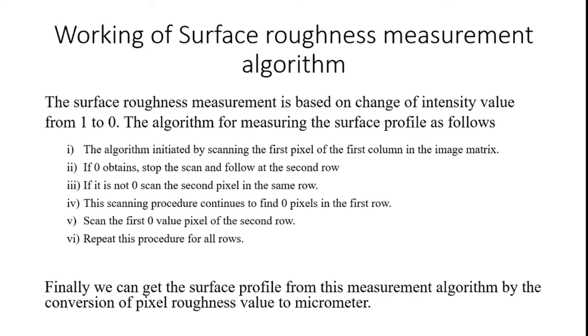If I get 1, through the feature extraction concept, I fix that there is a surface finish of 1 micrometer. Likewise, I fix the feature extracted value. From that, I can compare this scanned image to it, and I get a surface roughness of 1 micrometer. Likewise, I get 1 and 0. Finally, we can get the surface profile from this measurement algorithm by converting the pixel roughness value to micrometers. From this procedure, we can measure the surface roughness of the equipment.